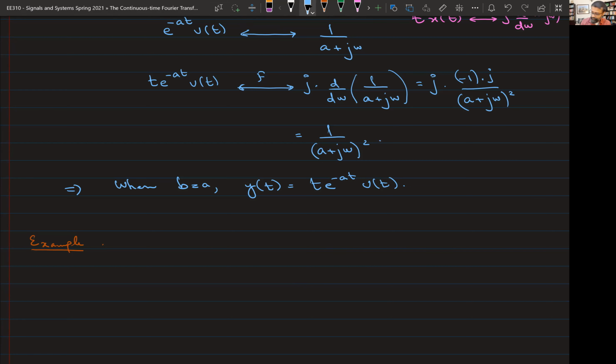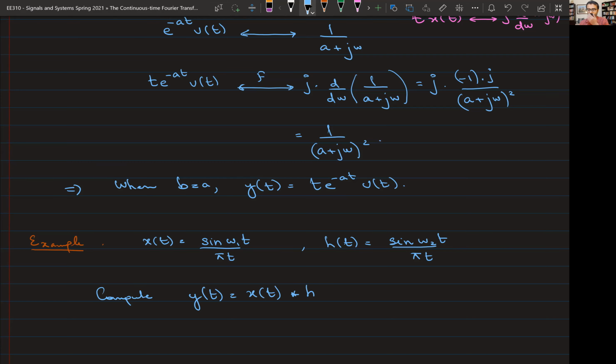So let's say there's x of t, which is equal to sine omega 1 t divided by pi t. And there's h of t, which is the impulse response of the system, which is sine omega 2 t divided by pi t, right? And I ask you to compute, this is the exercise, compute y of t equals x of t convolved with h of t.